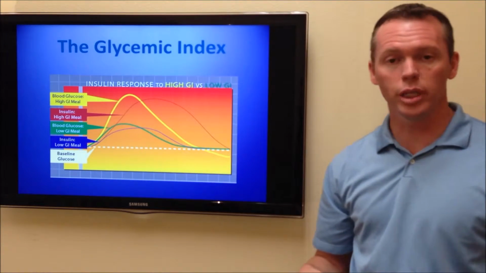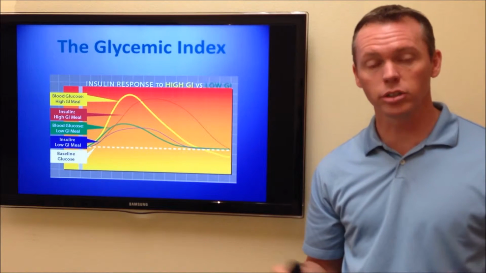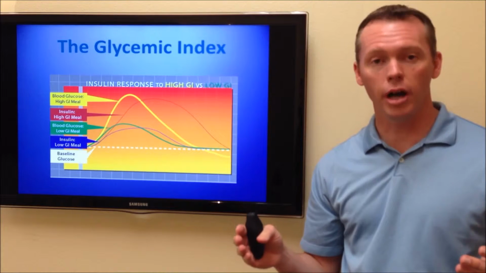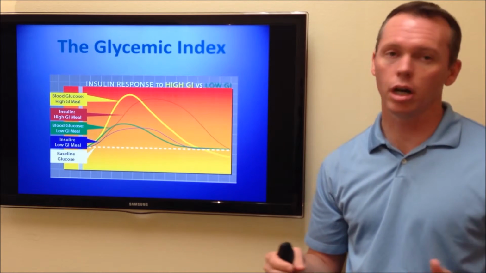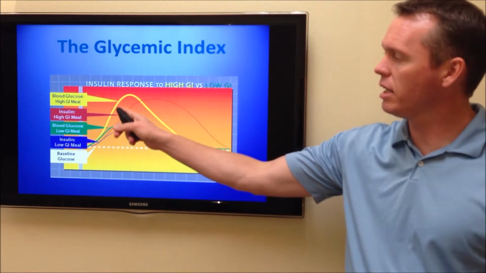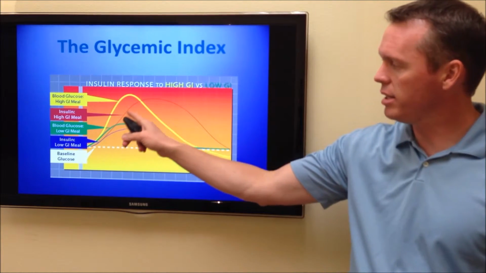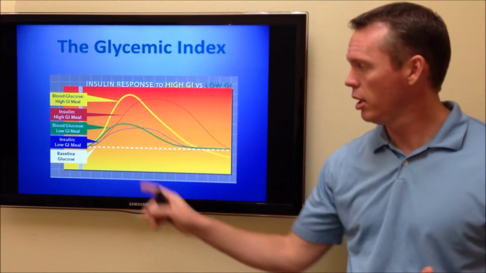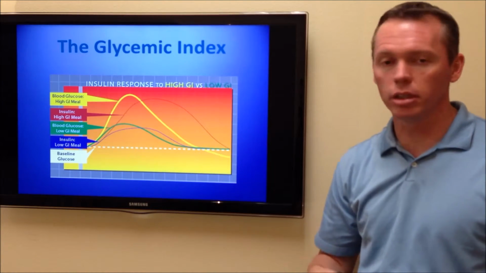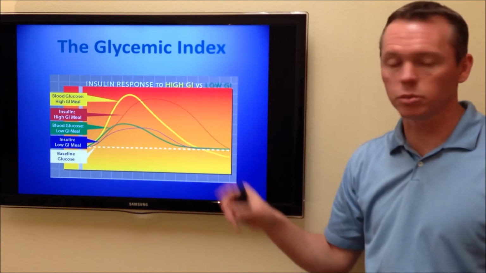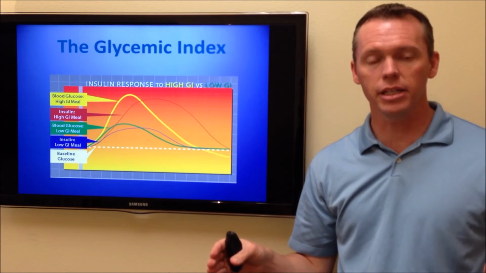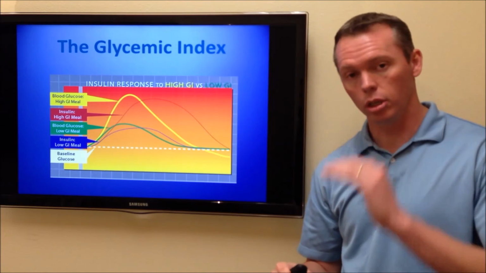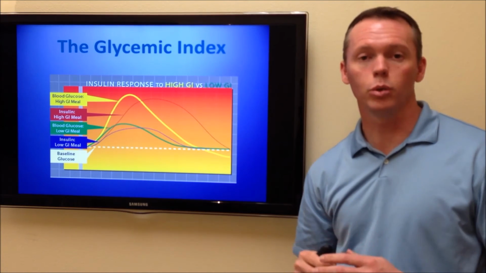Now, here's the difference between a high glycemic meal versus a low glycemic meal. In other words, a high carbohydrate meal versus a low carbohydrate meal. When we get a high glycemic meal, you see the red dotted line here means that we have a high insulin response. When we eat a low glycemic meal, we get a low insulin response. And remember, when we're talking about insulin, high insulin levels equal fat storage. Low insulin levels equal fat burning.